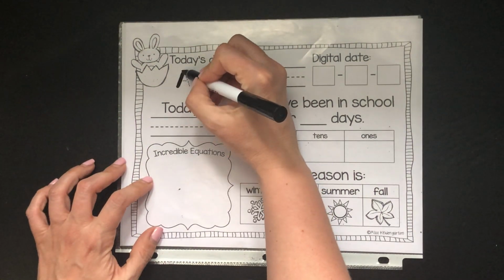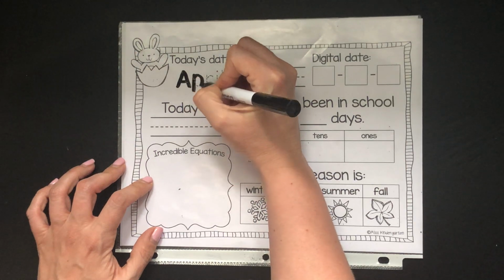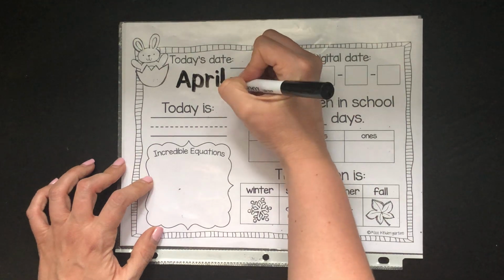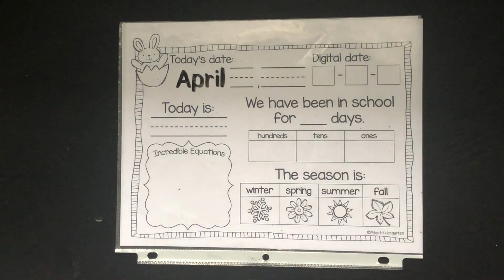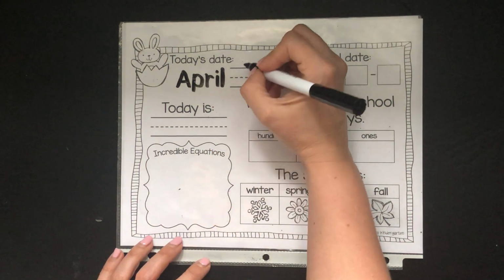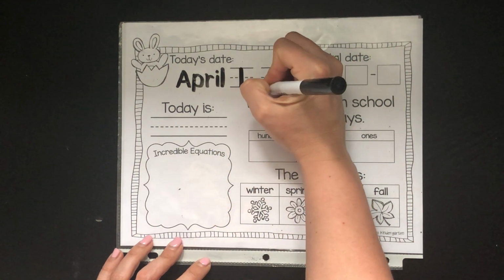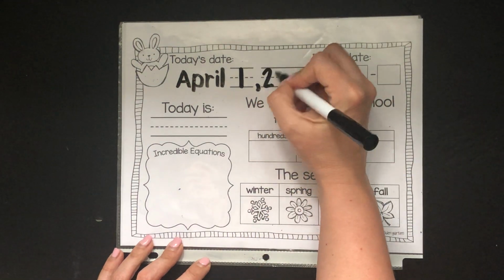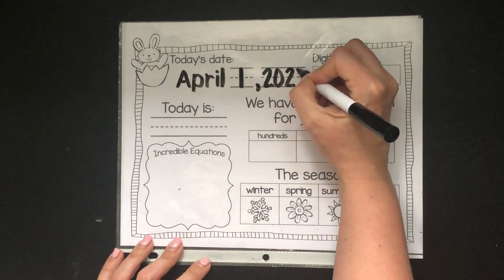So we're going to trace our capital A, lowercase p, lowercase r, lowercase i, lowercase l. Now, today is the very first day of April, so we would put a number 1 for the date. It's April 1st. What year is it, love bugs? Very good. It is still 2020.